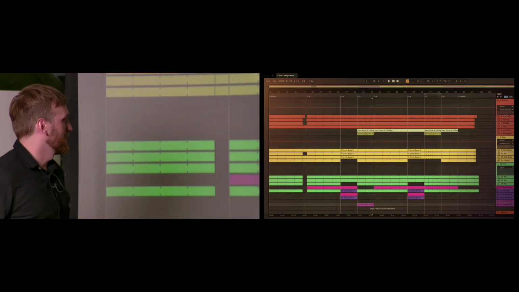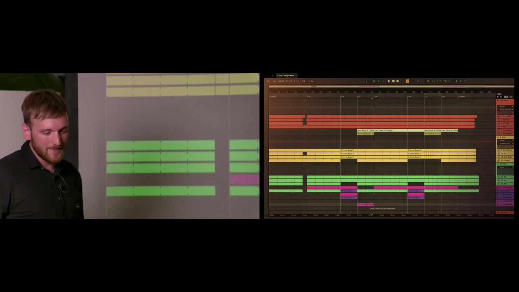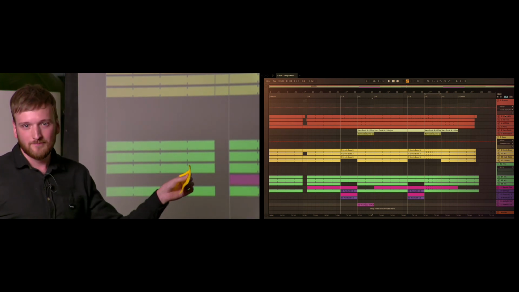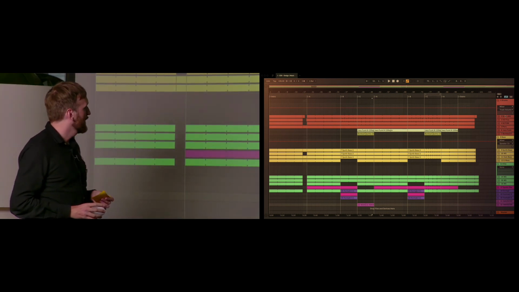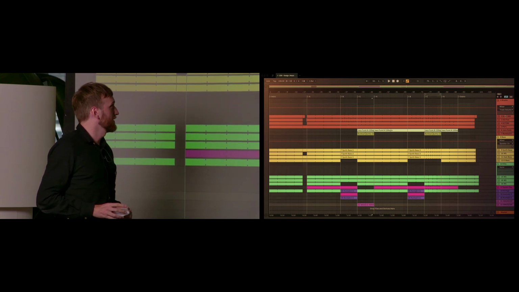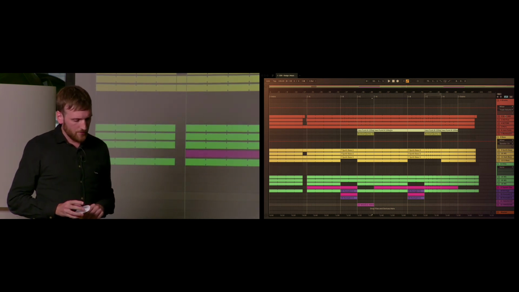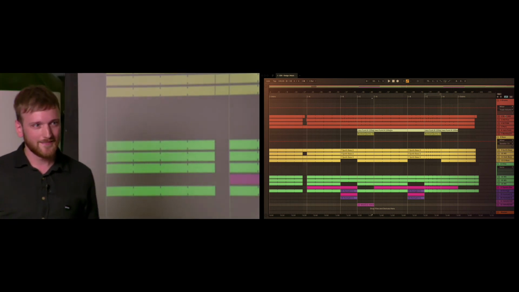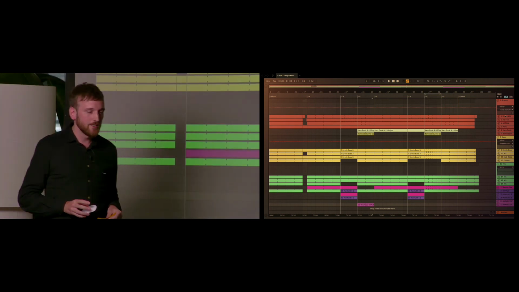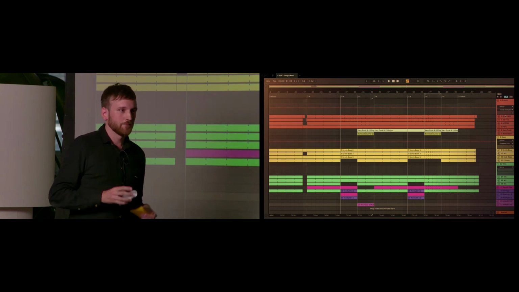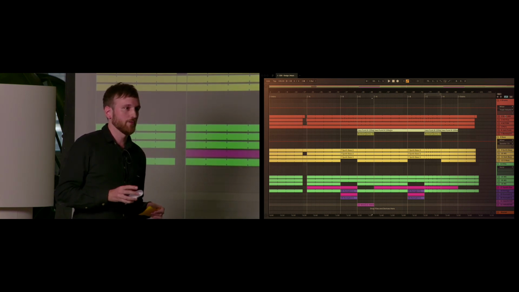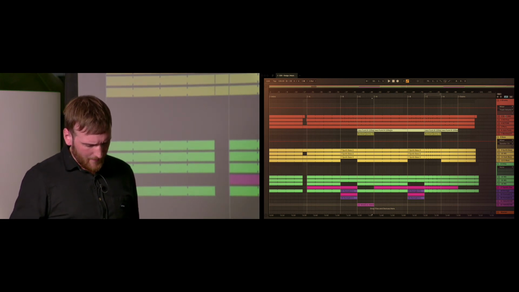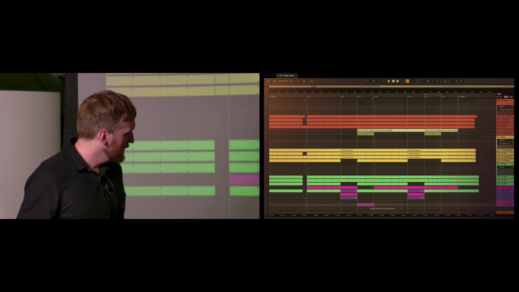This is an arrangement, or actually this is a song of mine. And you can see there is a timeline going from left to right, and there are vertical lines which split the song into parts. And this is the arrangement. So an arrangement consists of different parts that are being put together on a timeline, you could say. This is a fairly simple arrangement.